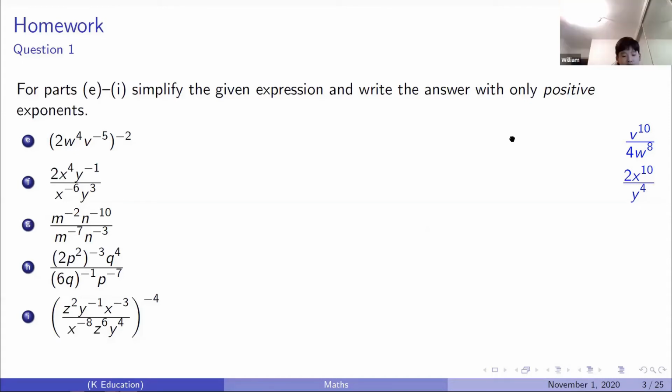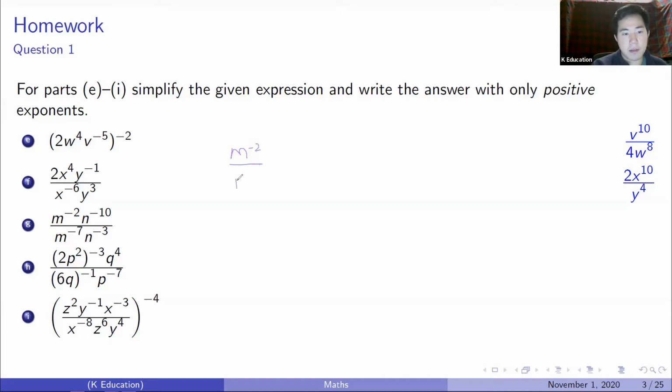For part G, it's kind of like terms, so I just simplified the m and the n. Right. Okay, so it's just like what I said. You need to look at the m's separately and the n's separately, right? So I think that's what you're saying. M to the minus 2 and m to the minus 7. Yeah. N to the minus 10 and n to the minus 3. Okay. So how do you simplify these?